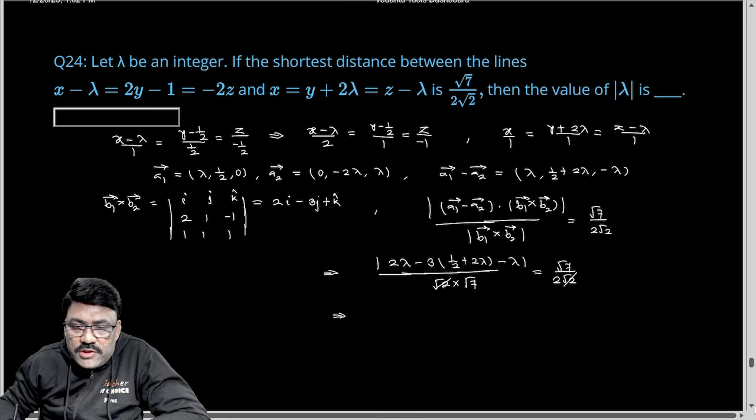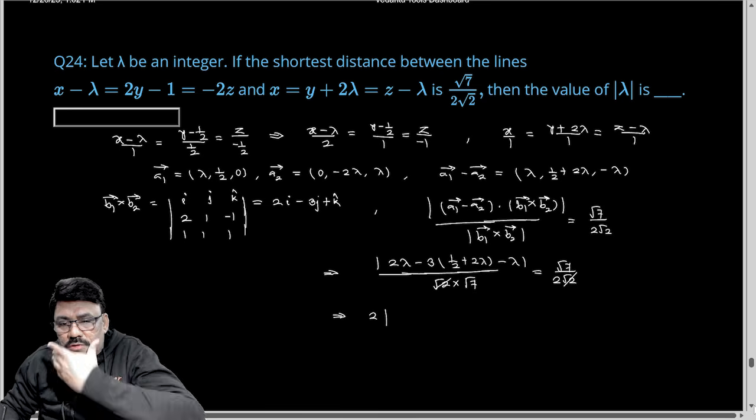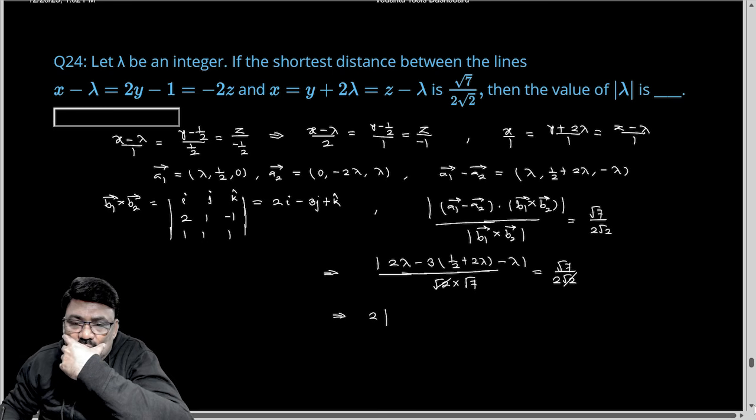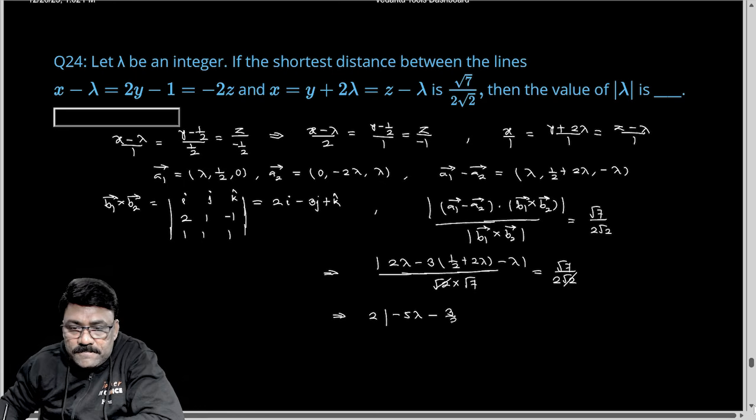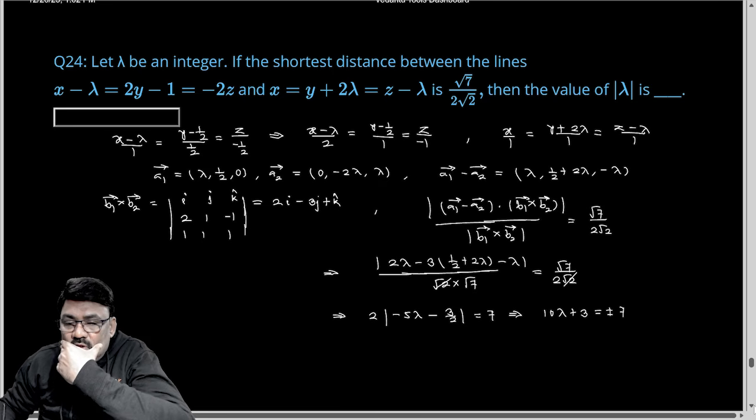Now multiply out, so you will get 2 times 2 lambda, and here you will get 2 lambda minus 6 lambda minus 1. So minus 5 lambda. Yes, 2 minus 6, yes, minus 5 lambda minus 3 by 2. It is 7. Multiply by 2 here. So you are getting 10 lambda plus 3 equal to plus or minus 7 when you remove the mod sign.